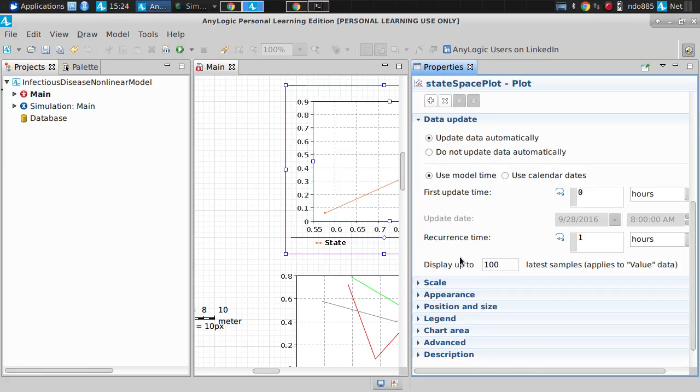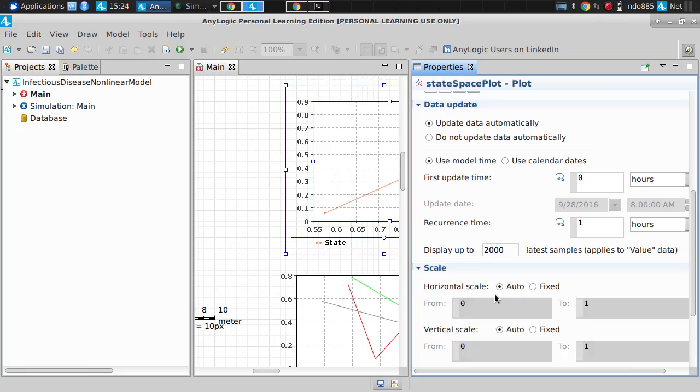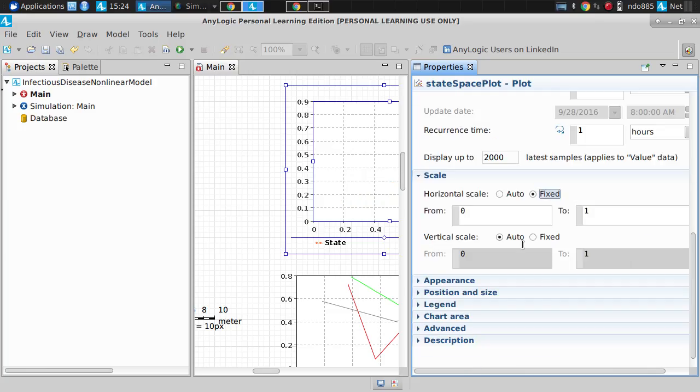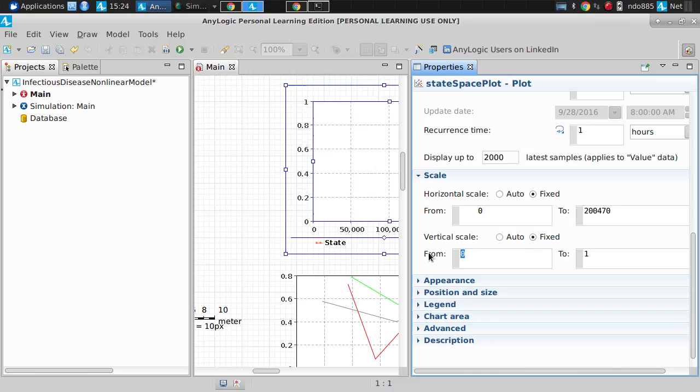The first thing is, for the data update, we'll display how many samples? 2,000, actually. Okay, and it'll be updating every one time, fair enough. The scale of it, ladies and gentlemen, let's set it to be fixed. The horizontal scale will go from 0 to 200,000. After all, that's roughly 200,470, because that's how many people were in the population. And the vertical scale will be the same span. This is the entire population size.